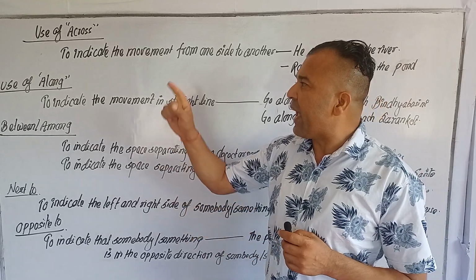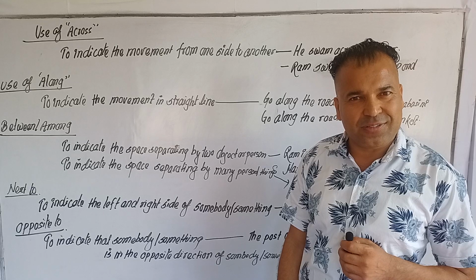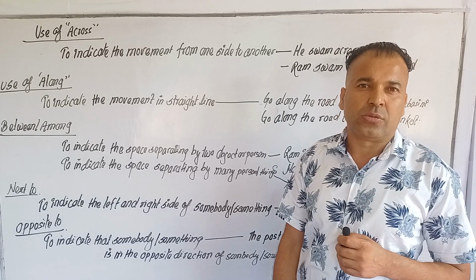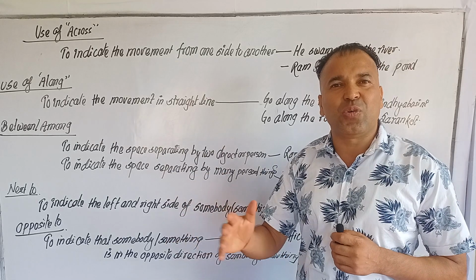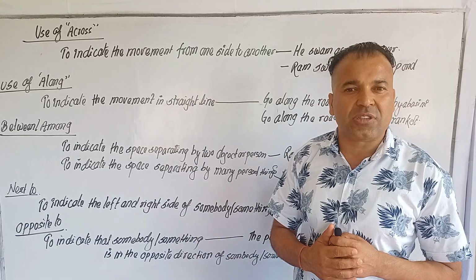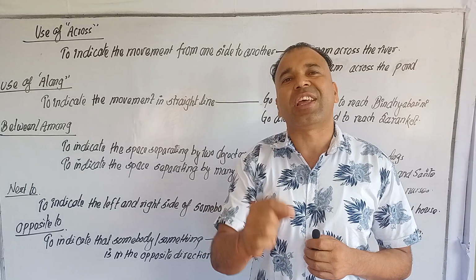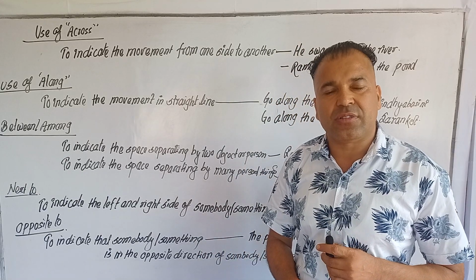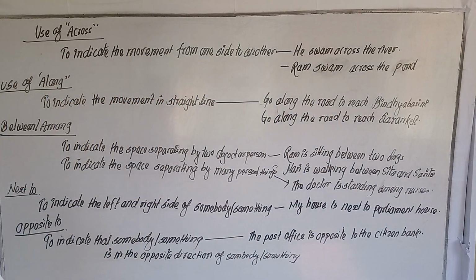So this is the way how to use across, along, among, next to, and opposite to. Alright. You have to remember this point. If you know the rules of these prepositions, definitely you can choose the appropriate preposition in a sentence. Alright. This is the way how to use the given prepositions.